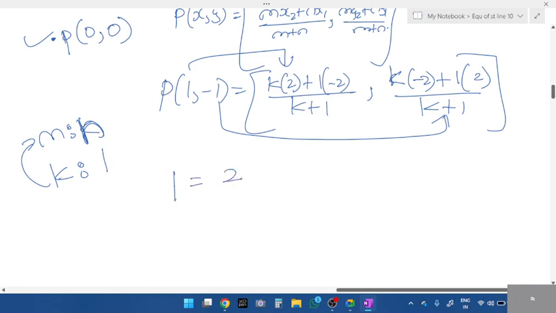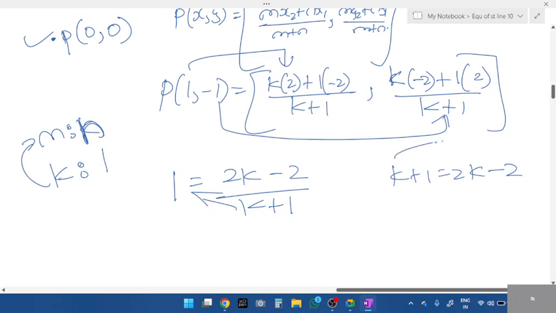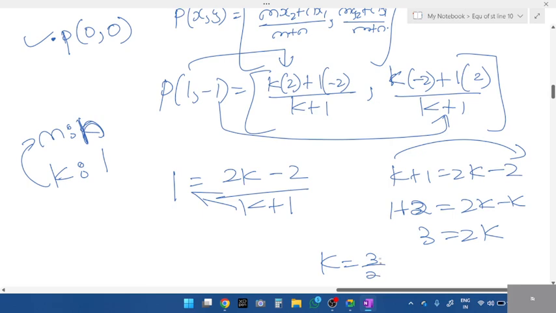1 is equal to 2k minus 2 divided by k plus 1. Or you can even take the second equation. This will go to the other side. K plus 1 is equal to 2k minus 2. 1 plus 2 is equal to 2k minus k. 3 is equal to 2k. Therefore, k is equal to 3 by 2. The answer is 3 by 2. Don't convert into decimal, 3 by 2. Now replace this value. Wherever k is given, write 3 by 2 is to 1.